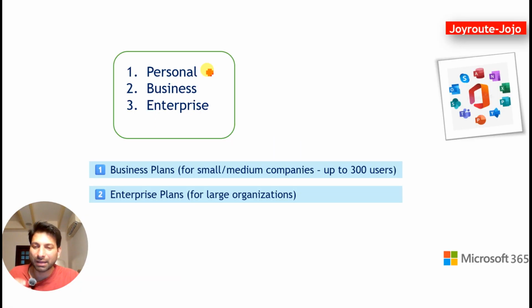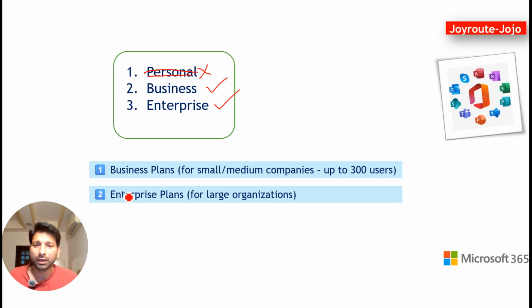Personal licenses don't come in a work environment, hence we can rule out this one. We are not going to discuss personal licenses. We discuss business and enterprise licenses. So in a work environment, we can classify Microsoft 365 licenses into two. One is business licenses, business plans. The other one is enterprise plan.